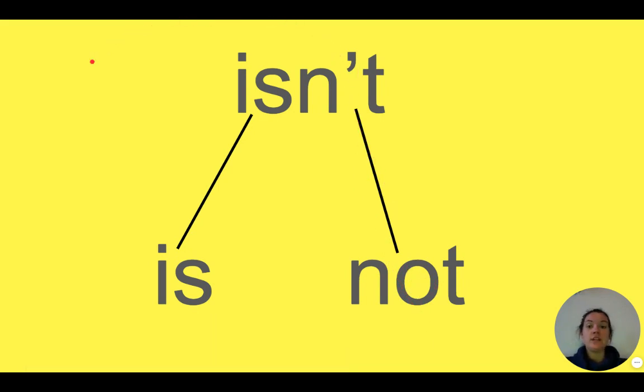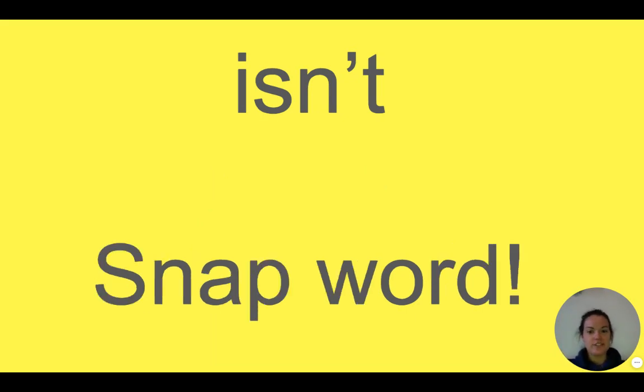So instead of the O there, you take out the O and you add the apostrophe. Now, I want you to turn and talk or think in your head. Think. Is this a snap or a trap word? So a snap word would be I could hear every single sound in the word, and a trap word would be a word that I cannot hear every sound in the word. Isn't. If you said it's a snap word, you are correct. I know all of you got that correct because you can hear every sound. Isn't.